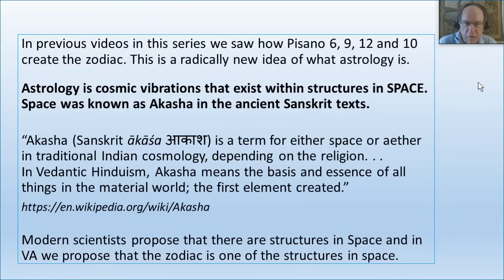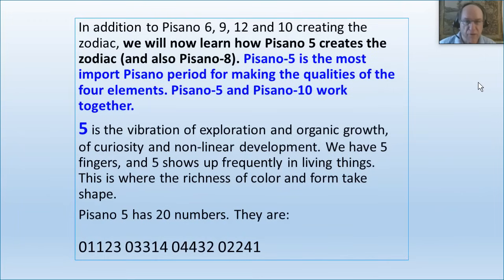And very interestingly, now in the 21st century, scientists are coming up with a very similar idea to Akasha, more as space than ether. Well, ether and space are similar, but it's closer to the idea of space. So modern scientists propose that there are structures in space. So space is not just this amorphous thing that has no qualities to it. There are structures in it. And what we're proposing here in vibrational astrology is that one of those structures in space is the zodiac, and the zodiac is created out of these vibrations.